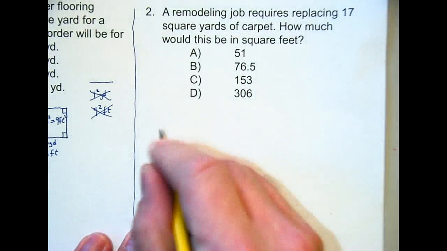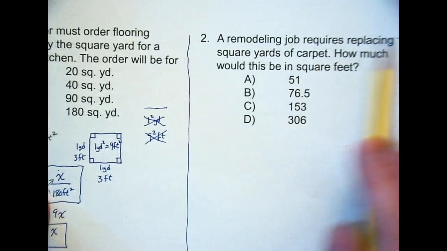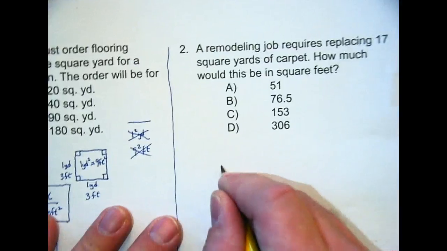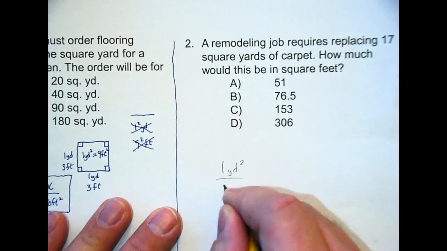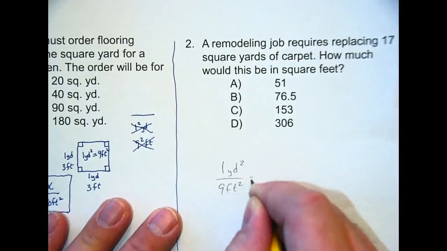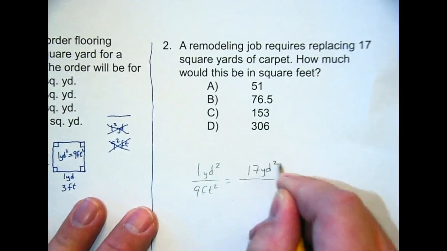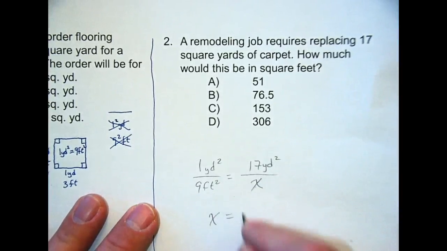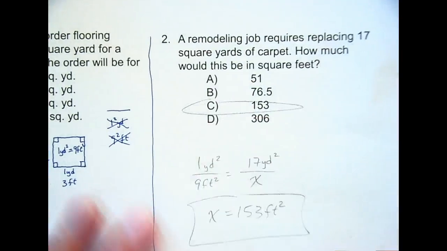So I'm going to use the same proportion that I had over here. Since I'm going from square yards to square feet, I'm just going to use the same ratio: 1 square yard over 9 square feet. It's just this time they're giving me how many square yards I want, and we're converting to square feet. So x times 1 is x, 9 times 17 is 153, and that is square feet. That is letter C.